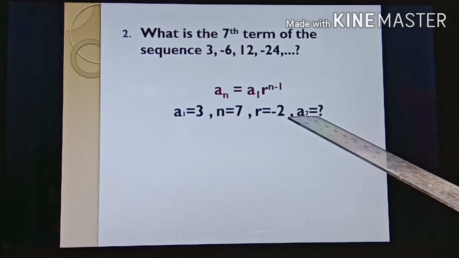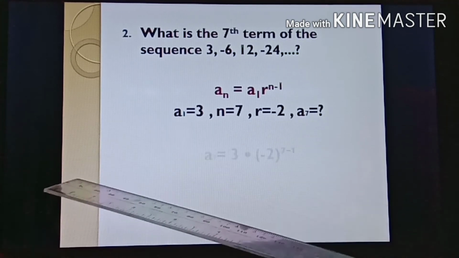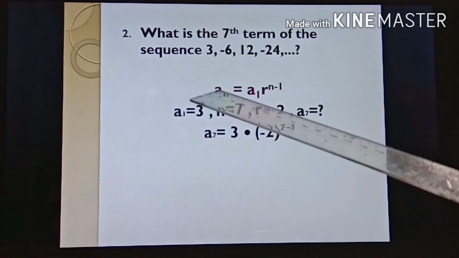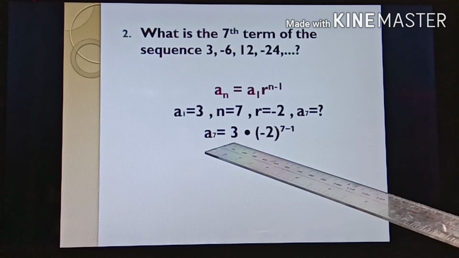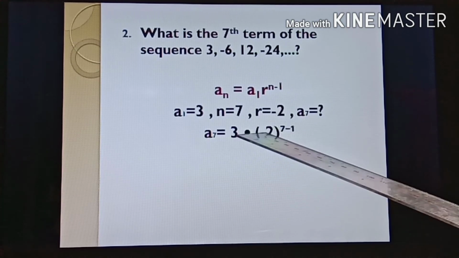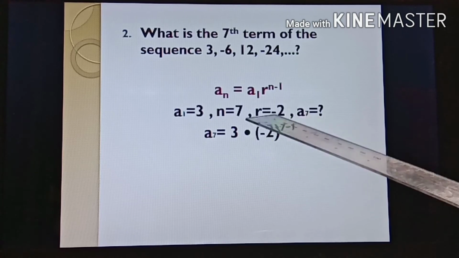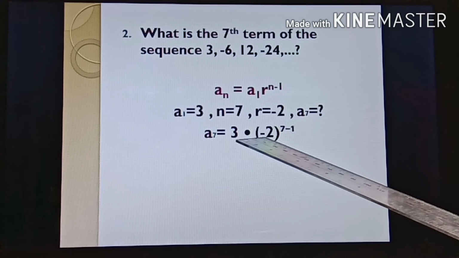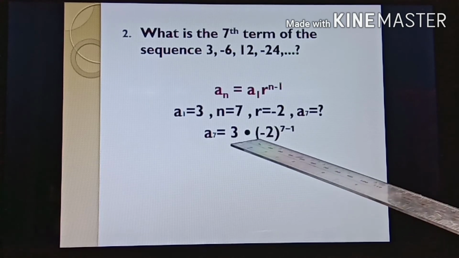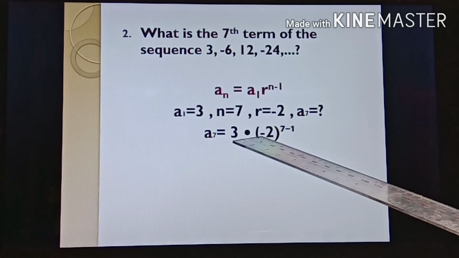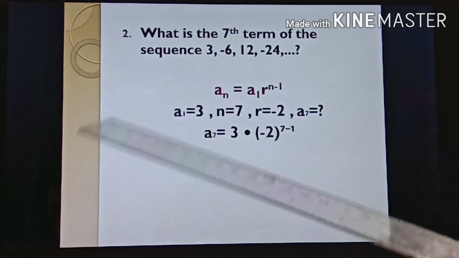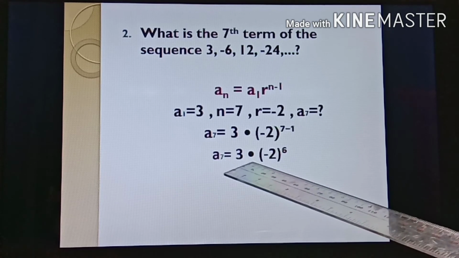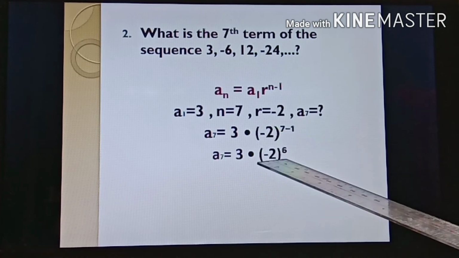Then we are going to find the a sub 7. Next is substitute lang the values to the formula. So a sub 7 is equal to a sub 1, which is 3, times r, which is negative 2, raised to n, which is 7 minus 1. Meron ding parenthesis dito para lang i-separate yung operation at saka yung sign. Next, a sub 7 is equal to 3 times negative 2 raised to 6, since 7 minus 1 is 6.